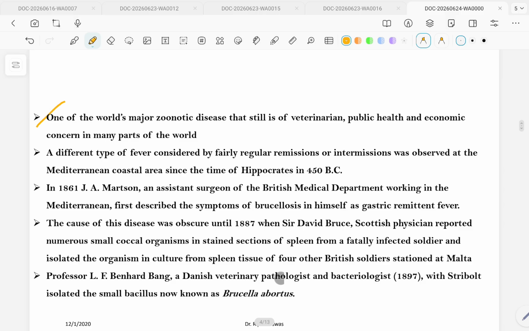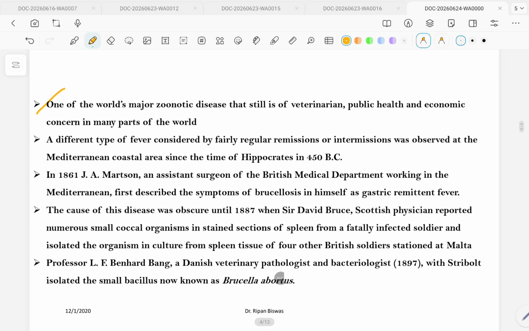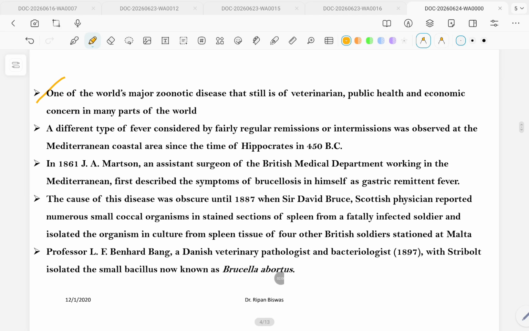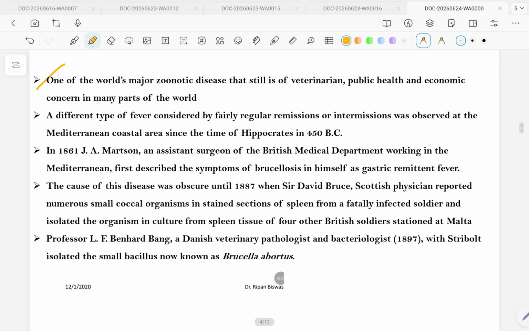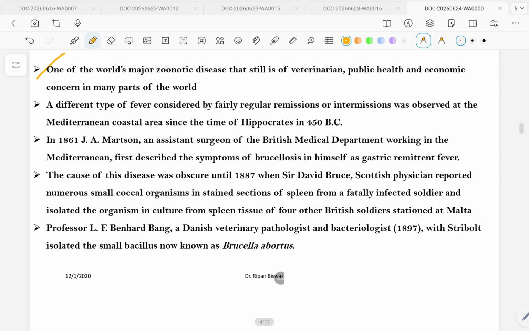One of the world's major zoonotic diseases, it is still of veterinary, public health and economic concern in many parts of the world. A fever characterized by fairly regular remissions or intermissions was observed at the Mediterranean coastal areas in the time of Hippocrates in 450 BC. In 1861, J. A. Marston, an assistant surgeon of the British Medical Department working in the Mediterranean, first described the symptoms of brucellosis in himself as gastric remittent fever.